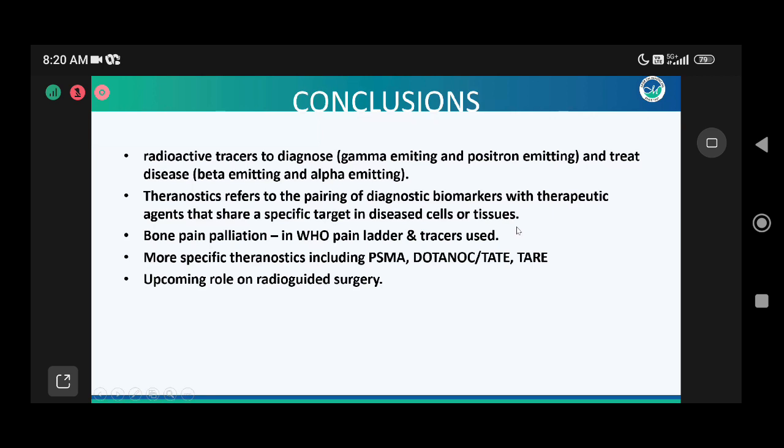The most common ones which we use for diagnosis are gamma emitting and positron emitting substances, whereas for treatment it is beta emitting and alpha emitting substances. Theranostics refers to the pairing of diagnostic biomarkers with therapeutic agents that share a specific target in disease cells or tissues. As I discussed, bone pain palliation and where it comes in the WHO pain ladder, what are the tracers which are used, and more specific theranostic approaches like PSMA, DOTATATE, or TRA, and the upcoming role in radio-guided surgery.